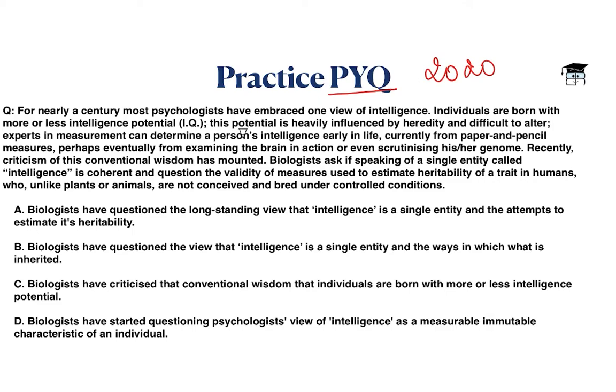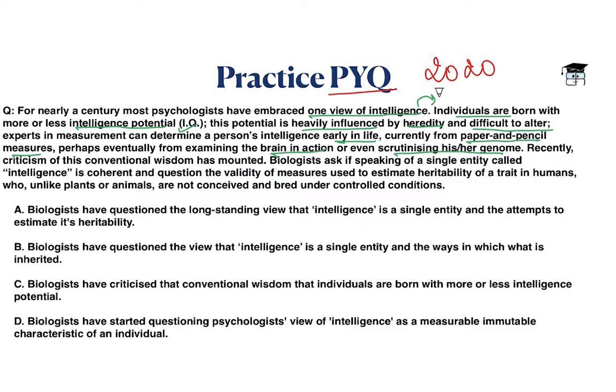For nearly a century, most psychologists have embraced one view of intelligence. Now they're talking about one view of intelligence. What is that view? Individuals are born with more or less intelligence potential, that is IQ. This potential is heavily influenced by heredity and is difficult to alter. Experts in measurement can determine a person's intelligence early in life, currently from paper and pencil measures, perhaps eventually from examining the brain in action or even scrutinizing his or her genome.